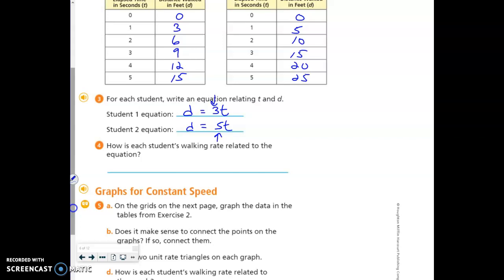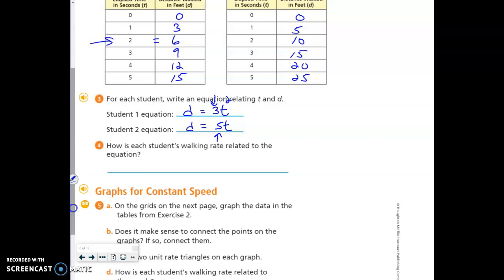Now, this is an easy one, right? This is easy numbers. So if I take the 2 for student 1, I take the 2 out of his column and plug it in for the T, we know that D is going to equal 6 because 3 times 2 is 6. And if I look up here, if I put a 2 in for T, it equals 6 when it comes out the other side.